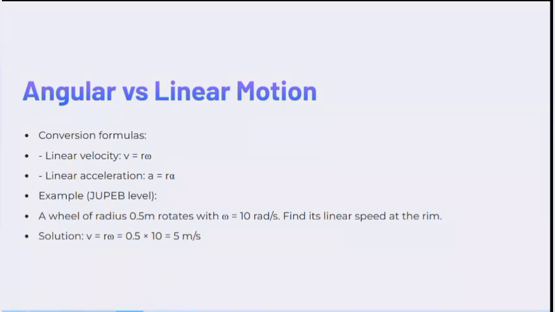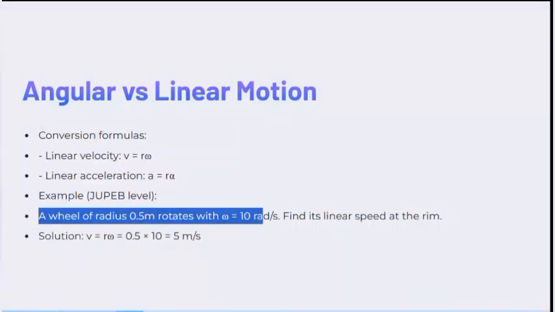So now let's see a typical JUPEB type of example. You have a wheel of radius 0.5 meter that rotates with an angular velocity of, sorry, 10 rads per second. Normally for linear velocity, they'll say it is meter per second, because normal velocity is talking about displacement, and displacement is measured in meters. But this one is not displacement, it is a change in angle, and that is measured in radians. So it is radians per second. So angular velocity is equal to 10 radians per second.